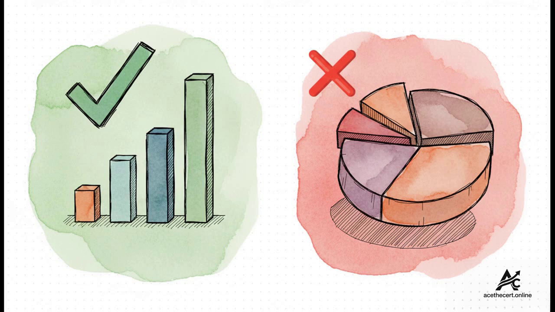But then, on the right, we have the dreaded 3D pie chart. Oh man, this thing is a classic mistake. The 3D effect totally distorts the size of the slices, and our brains are just awful at comparing angles and areas. It's confusing. So pro tip, if you're comparing categories, just use a bar chart, please.